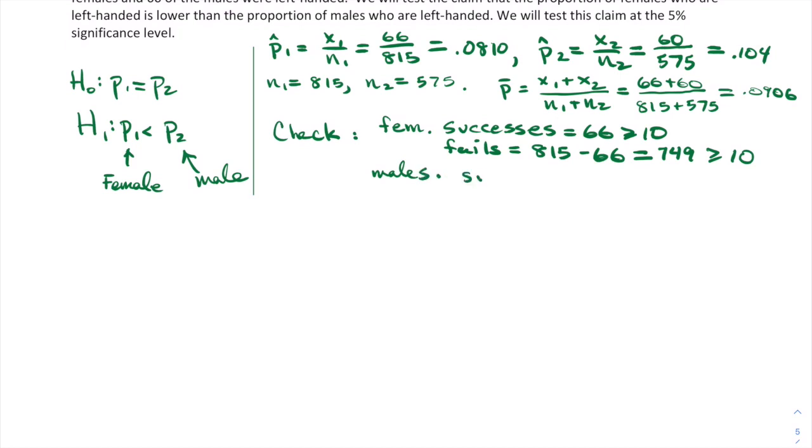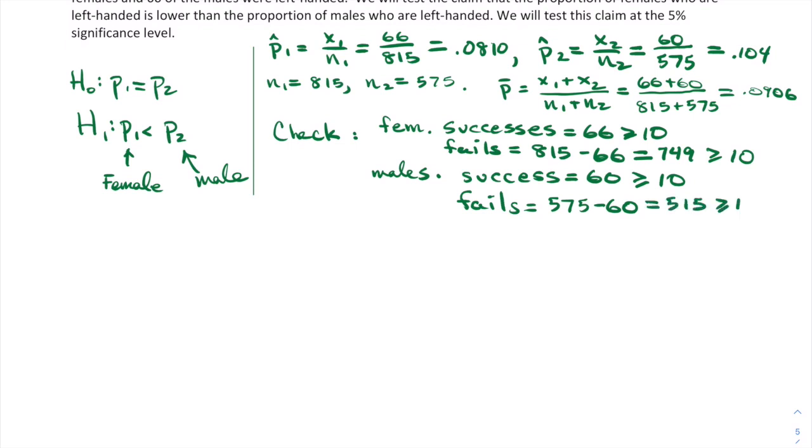Now the males, so successes, it says there were 60 left-handed men, so that's greater than or equal to 10. And then the fails are the right-handed, I guess, men. So that's how many males? 575 minus the 60, which better be 515. And that's greater than or equal to 10. So we got our successes and our fails for the females and the males. Our check is done. We're good to go.